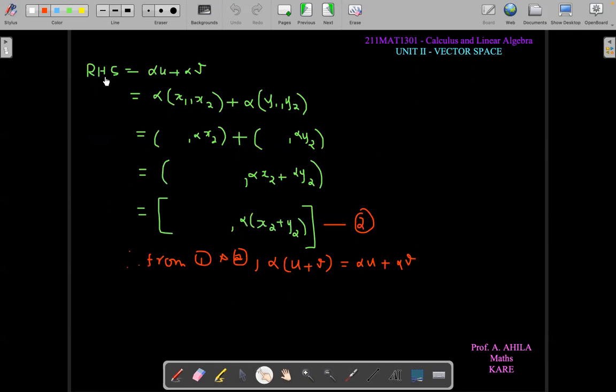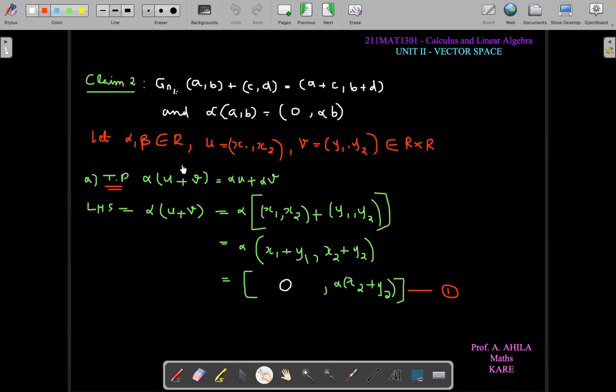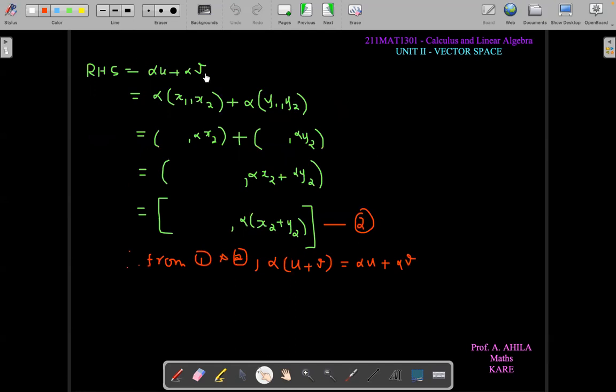Now look into the right hand side. Our right hand side is alpha u plus alpha v. Consider alpha u plus alpha v. Substitute u and v, that u is x1 comma x2, v is y1 comma y2. Now we make scalar multiplication here. So what happens? This becomes 0.